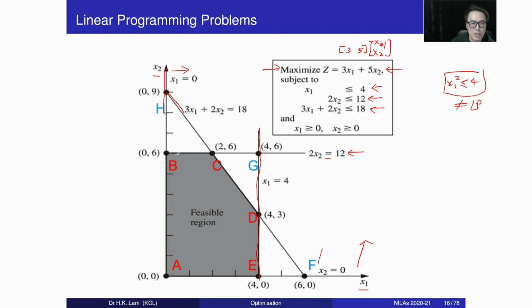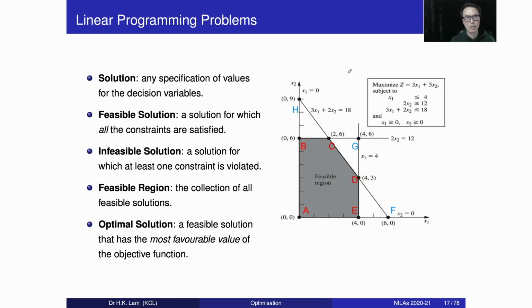Now the problem is that we are going to find one of these solutions which will maximize this z value. Now I'm going to give you a little more idea about some definitions or terminology. Solution means any point in this two-dimensional space. For example, this one, we call this a solution to the cost function, but it doesn't mean that it is a feasible solution.